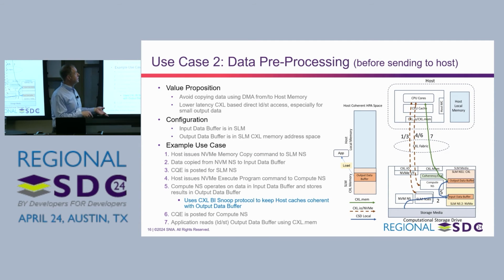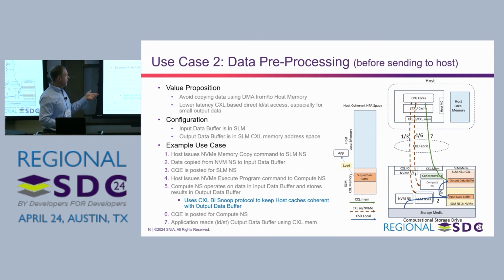So use case number 2 is very similar, but kind of the opposite. We're going to do a pre-processing of the data before sending it to the host. In this use case, first of all, we have the same value propositions as before. Our configuration is flipped, of course, because now we've got our input data buffer in ordinary SLM, and our output data buffer is in the CXL addressable portion of SLM.